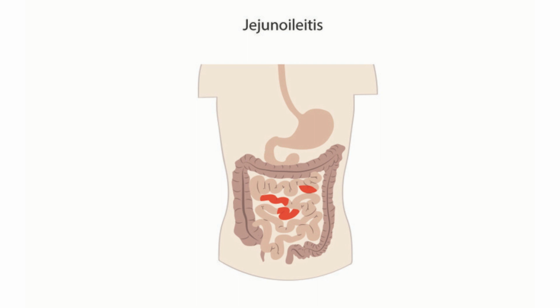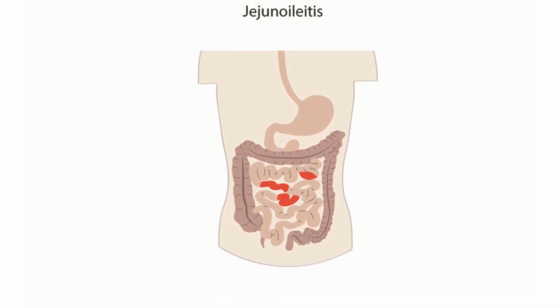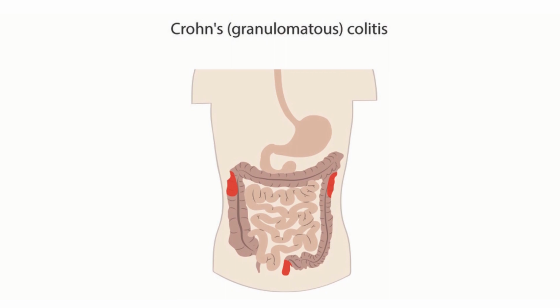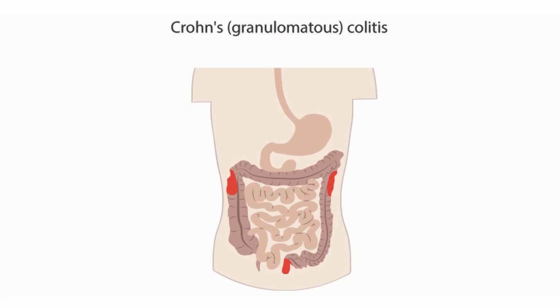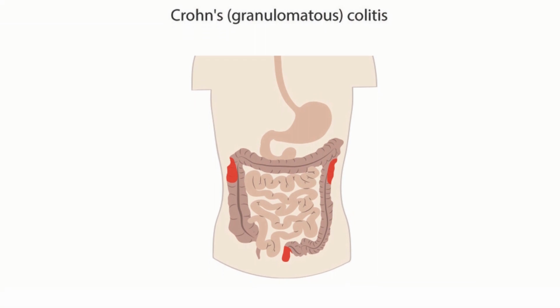Jejuno-ileitis symptoms might range from mild to severe abdominal pain and cramping after meals, as well as diarrhea. In severe situations or following protracted periods of inflammation, fistulas can develop. Crohn's colitis, the last form of the condition, only affects the colon or large intestine. Crohn's colitis signs and symptoms can include rectal bleeding and diarrhea. This kind of Crohn's is more prevalent than others in terms of skin lesions and joint pain.